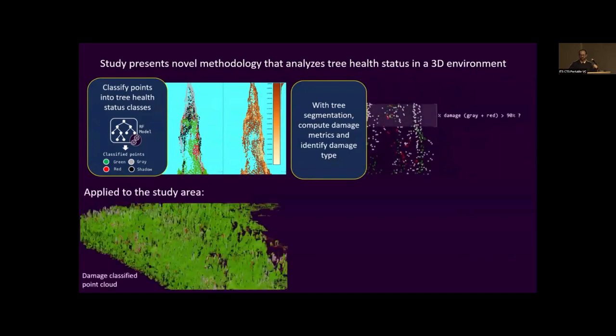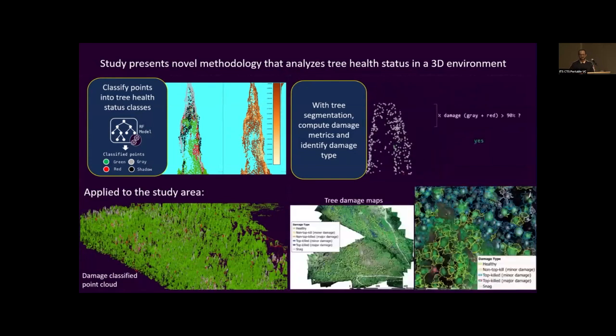I got a damage classified point cloud where each point was classified with high accuracy, 98.6%, and tree level damage maps where trees were separated into healthy versus damaged with high accuracy, 93.5%, and different damage types with moderate accuracy, 81.3%.